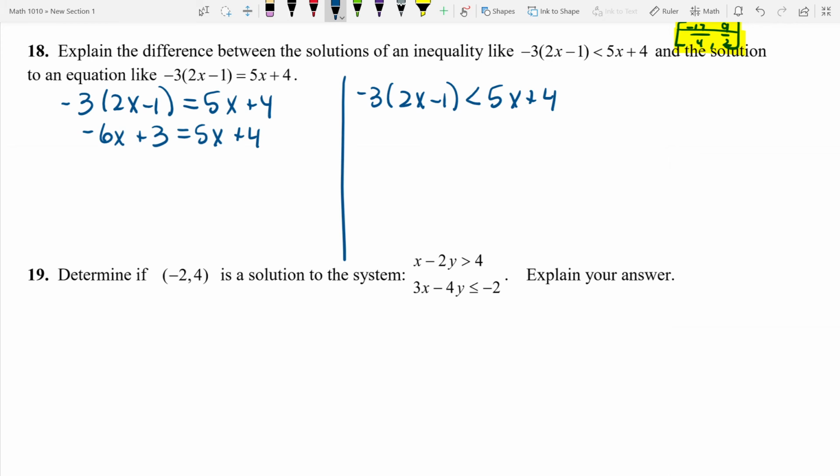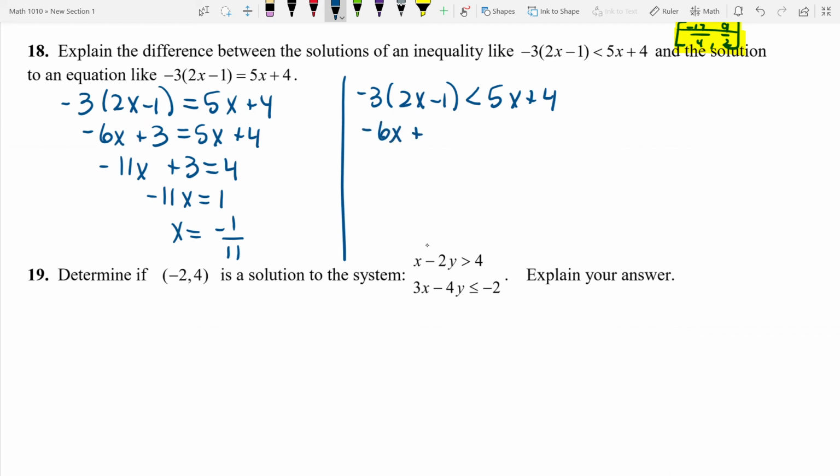Tell me what to move right now. What is the wisest thing to move? Tell me. 5x over to the other side, right? So now you have -11x plus 3 equals 4. Move your 3. -11x equals 1. Divide by -11, x equals -1 over 11. Let's do this guy. Distribute.